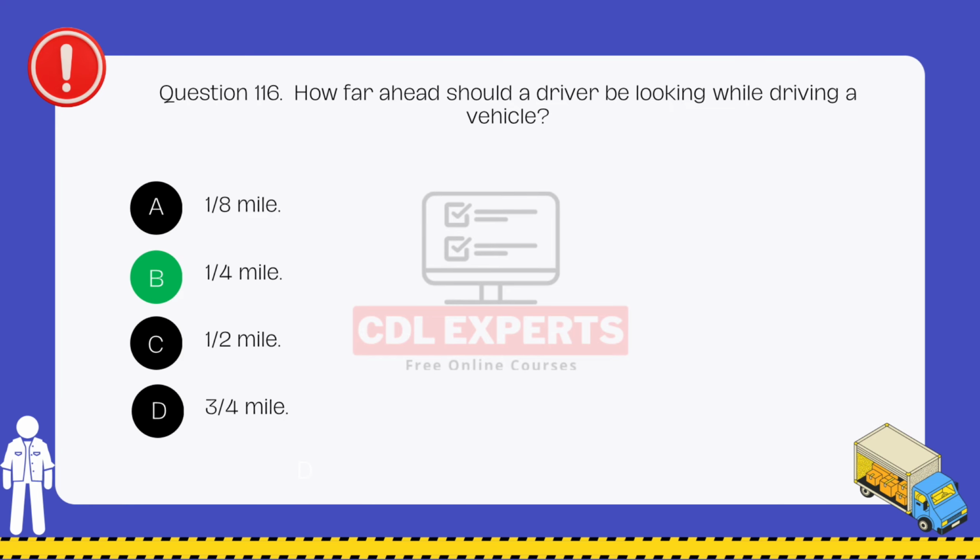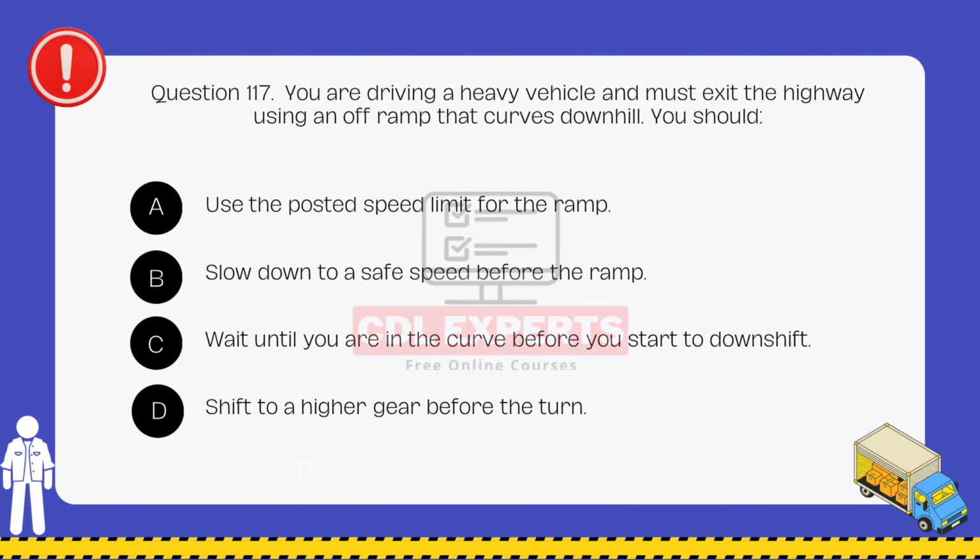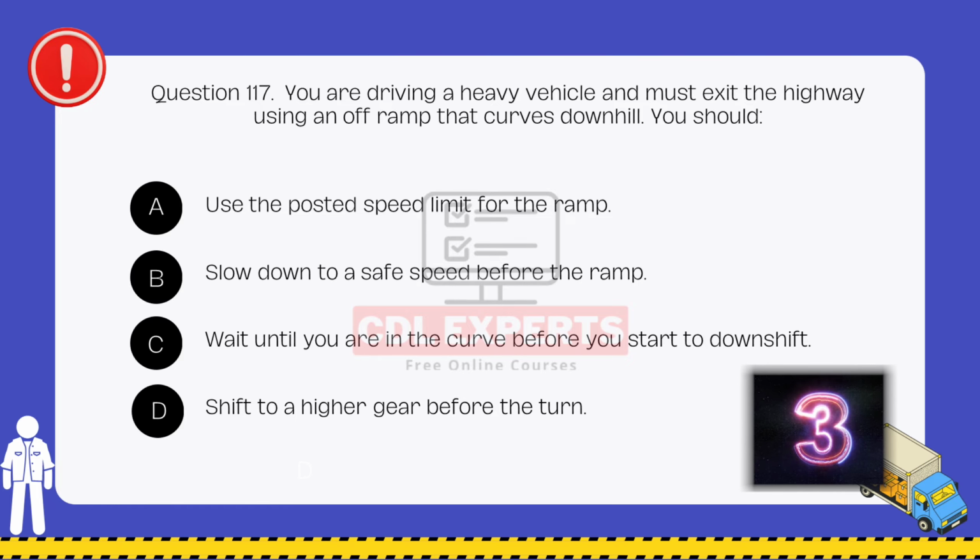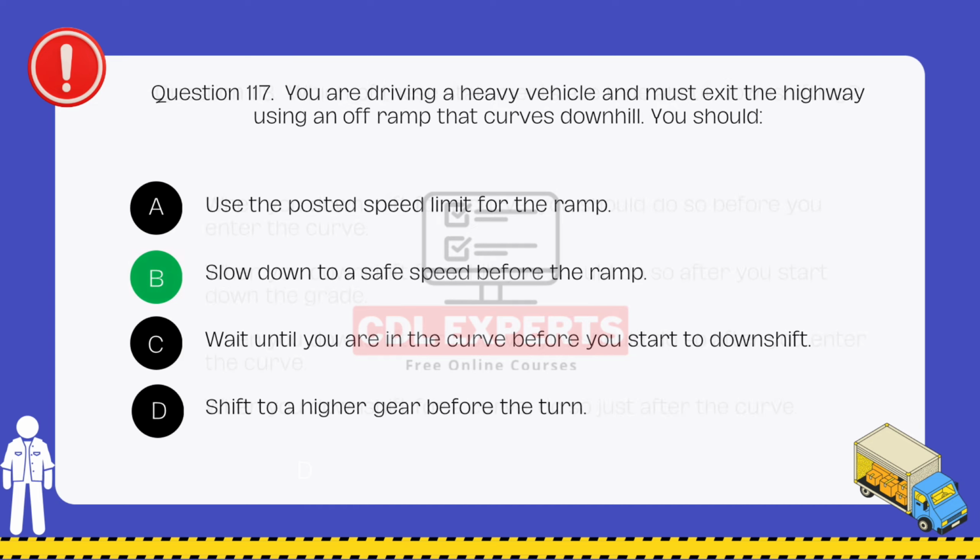The correct option is B. You're driving a heavy vehicle and must exit the highway using an off-ramp that curves downhill. You should use the posted speed limit for the ramp, slow down to a safe speed before the ramp, wait until you're in the curve before you start to downshift, shift to a higher gear before the turn. The correct option is B.